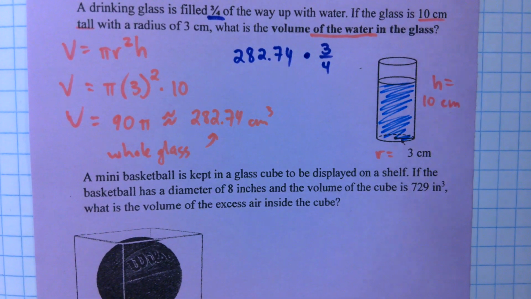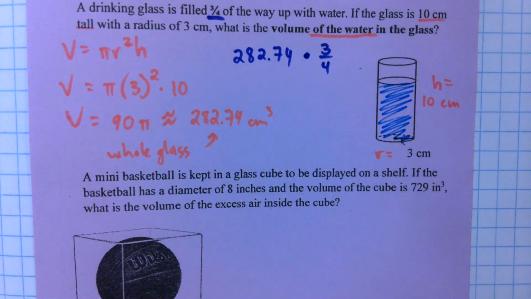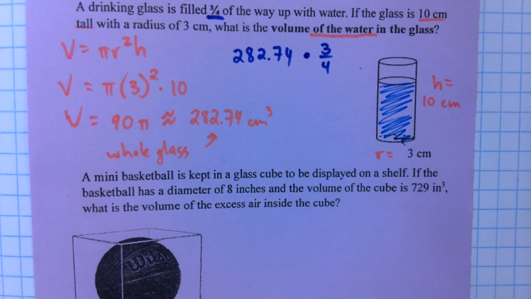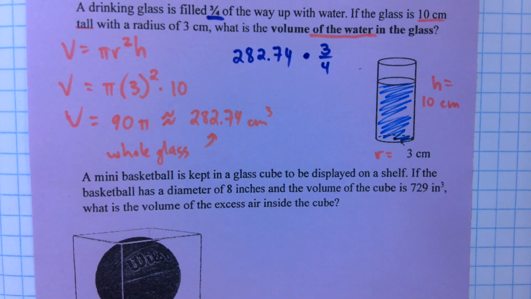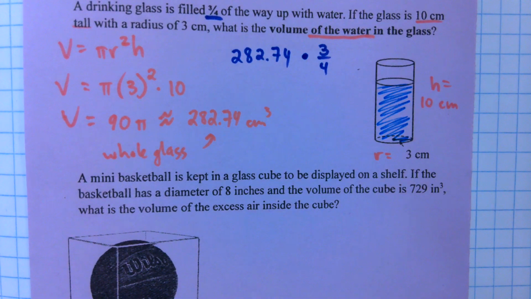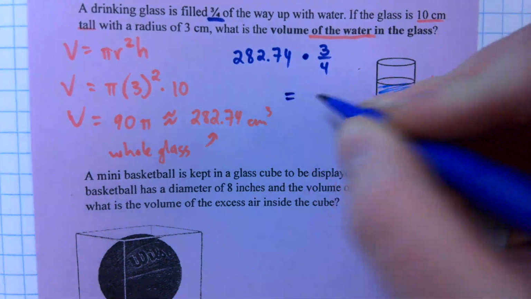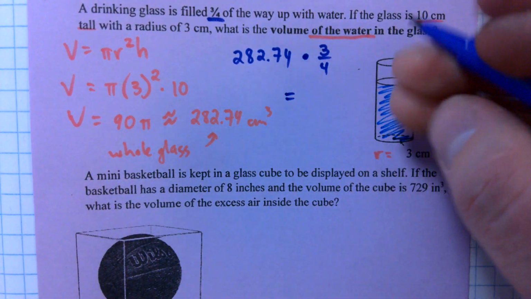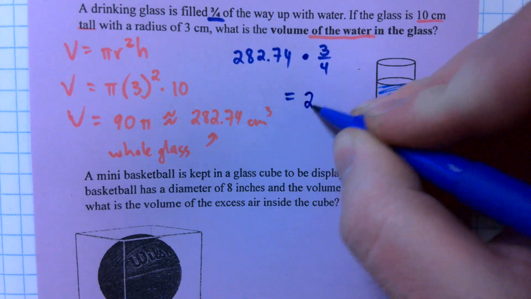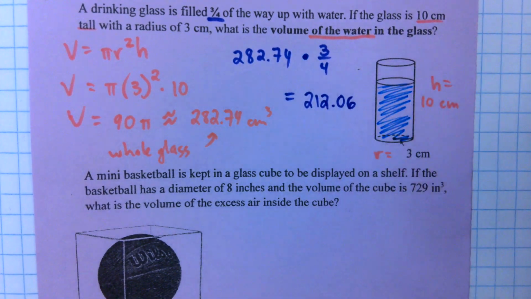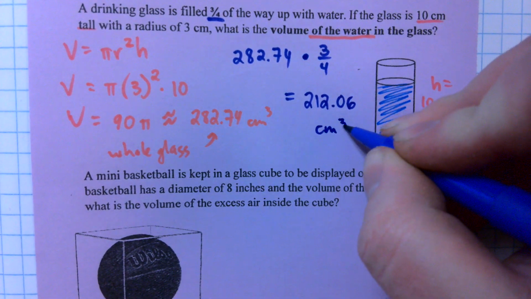How can I write 3/4 as a decimal? 0.75. So we'll do 282.74 times 0.75, and that gives me 212 point what? 0.06. 212.06 centimeters cubed.